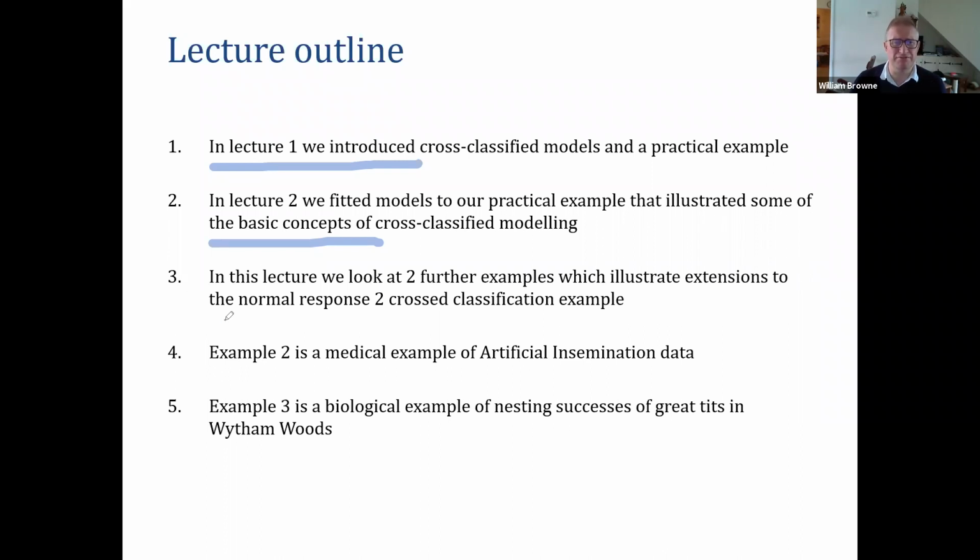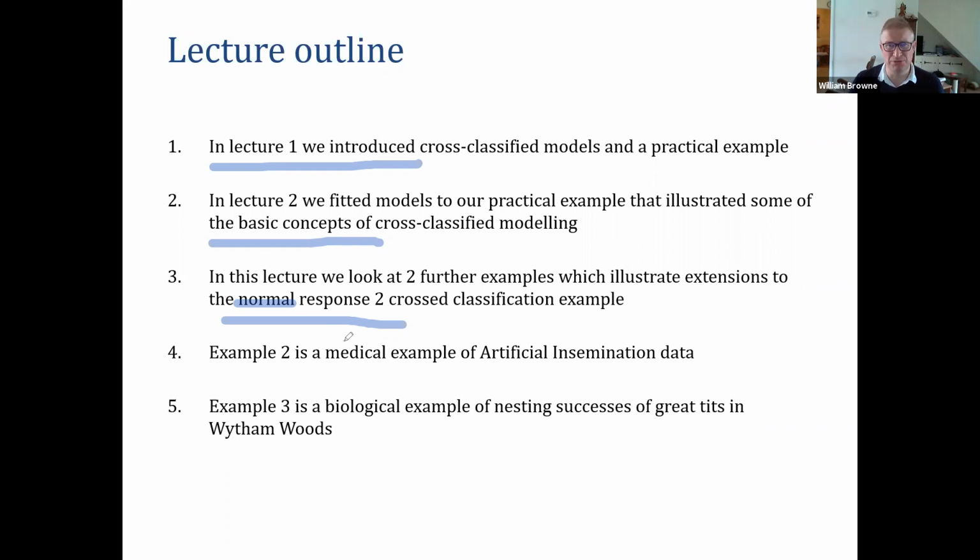So in this lecture, really, we're going to look at 2 further examples. And these are going to illustrate extensions. So the example we looked at, this practical example, the Fife data set that we've looked at so far, that data set has 2 higher classifications. It has primary schools and secondary schools, and it has a response variable that we assume is normally distributed. In reality, it actually takes values 1 to 10 and integer values, but we're assuming we can fit a normal response model to it.